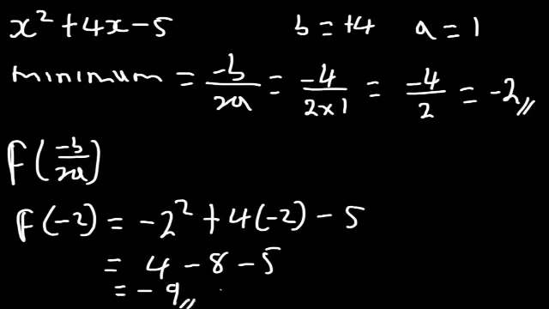And I have my minimum value. So in the form of coordinates, this will become minus 2, minus 9. So this is the point of my extrema. Let's try one more example to develop your ability in this topic.